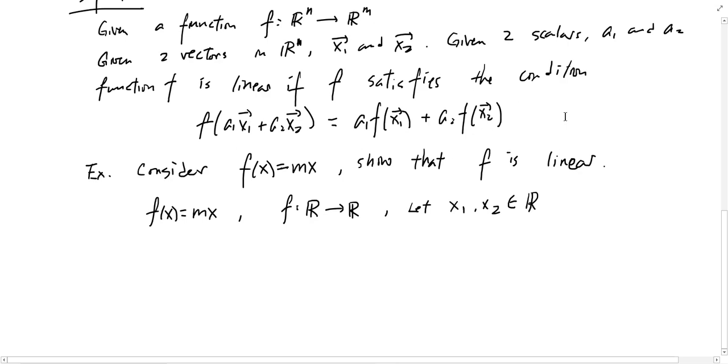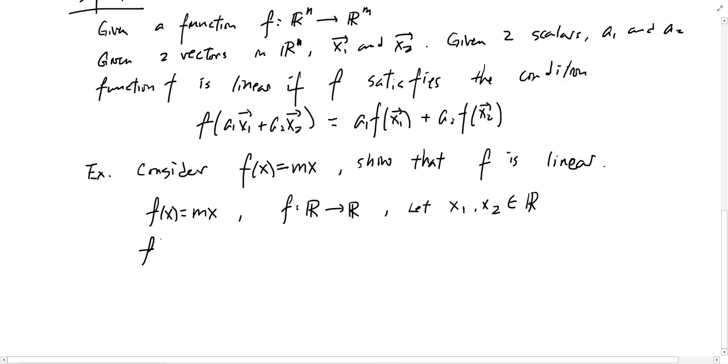To show an identity statement like this, what you need to do is show that no matter what a1, x1, a2, x2 are, the left side and the right side always represent the same thing. So I'm going to go ahead and do that. Let's see. I'm going to start with this.